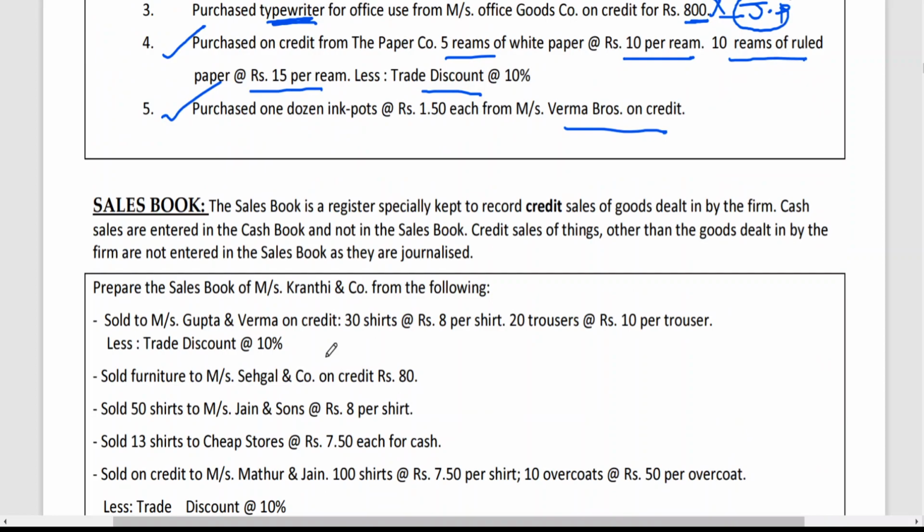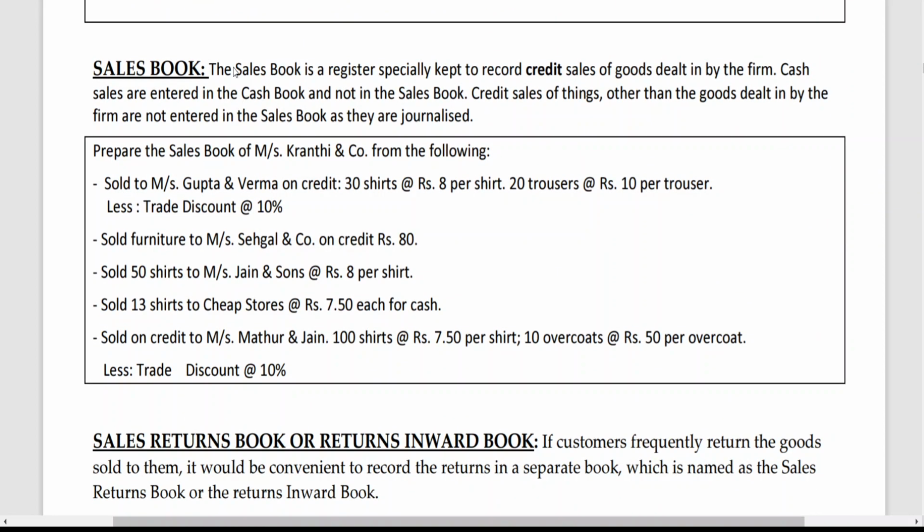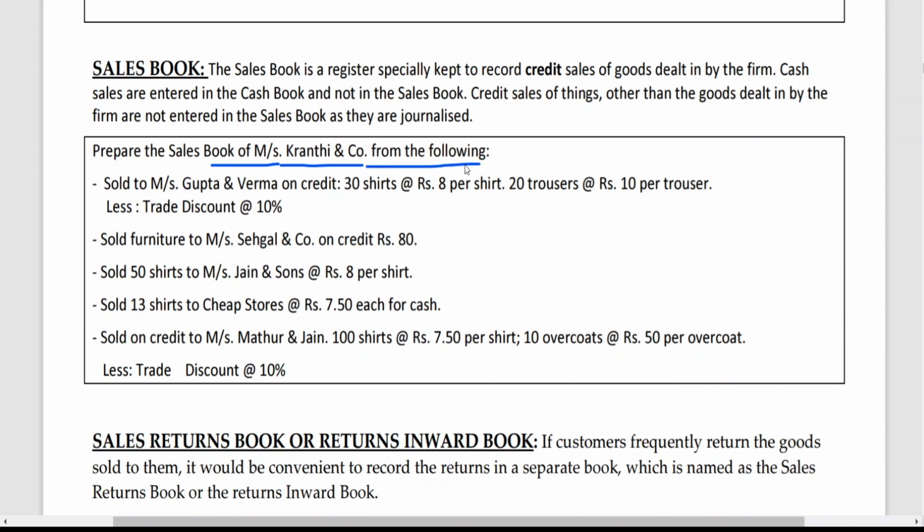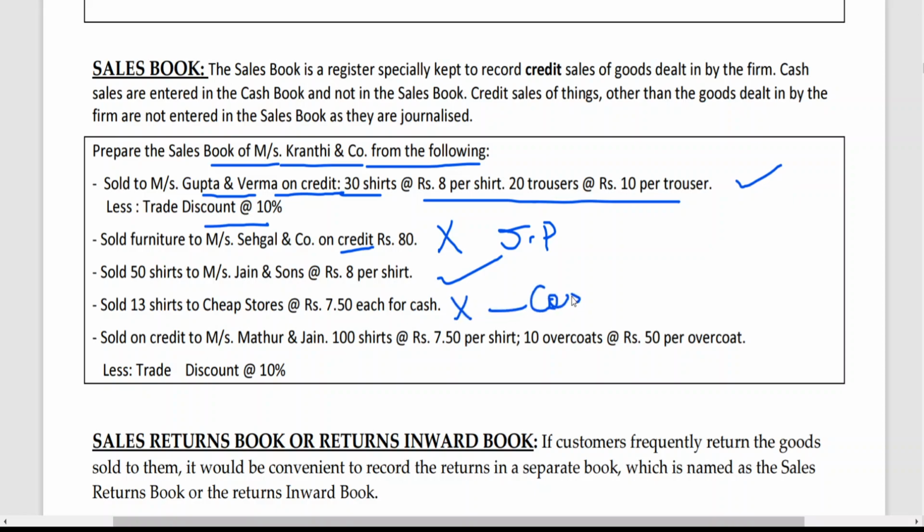We have only two problems. Prepare the sales book of Messrs. Kranti and Co. from the following. Sold to Mrs. Gupta and Verma 30 shirts at 8 rupees per shirt. I think it is a dealer of garments. Trade discount. Furniture won't be there; furniture will be taken to the general ledger, as it is a sale of furniture on credit. Sold 50 shirts, this is okay. Sold for cash: this is a cash transaction, so it will be taken to the cash book.